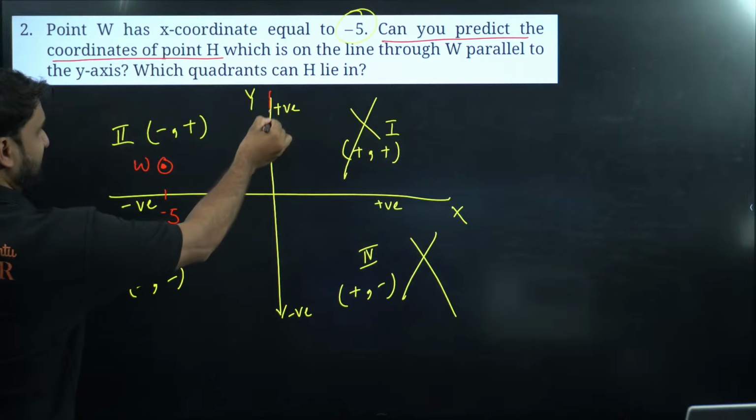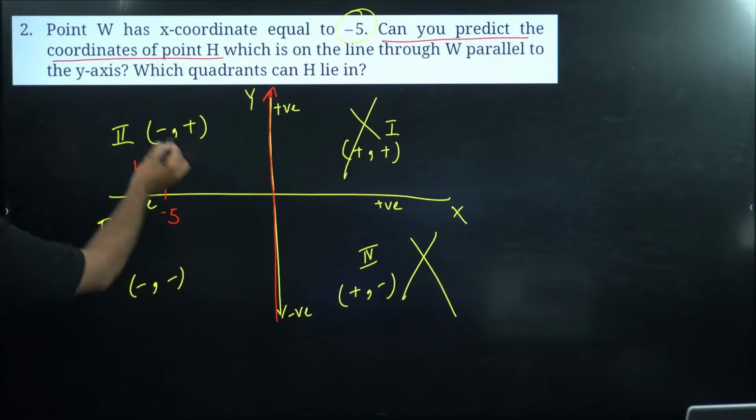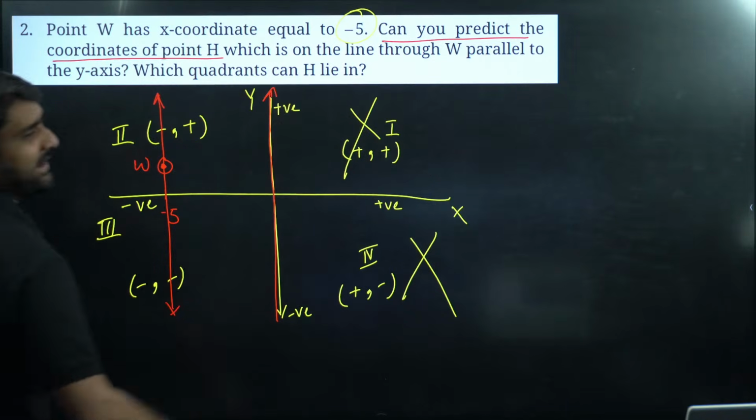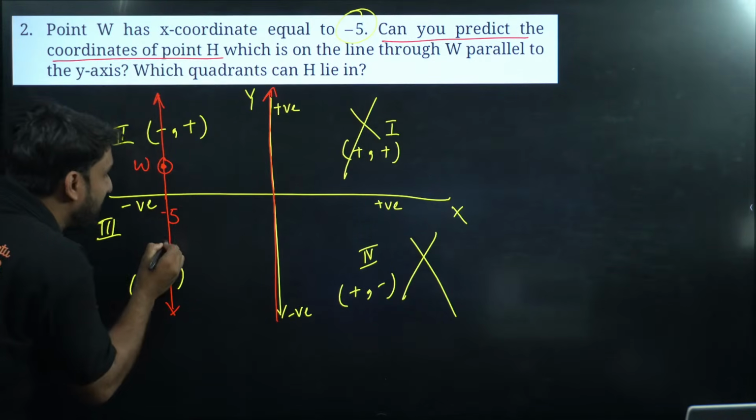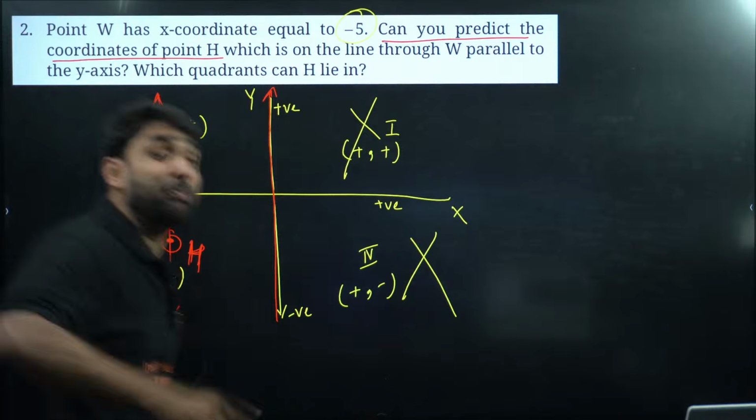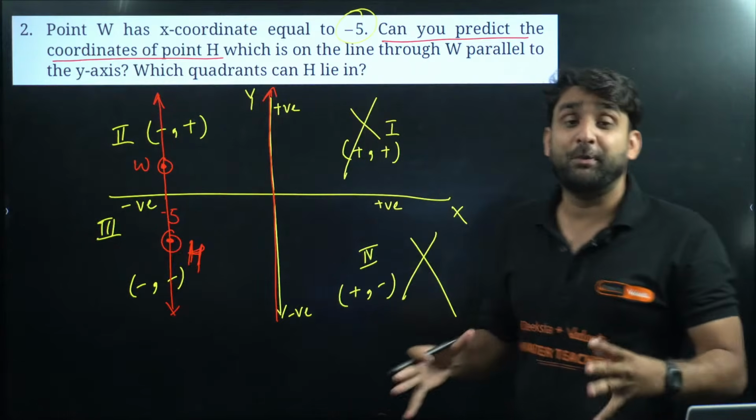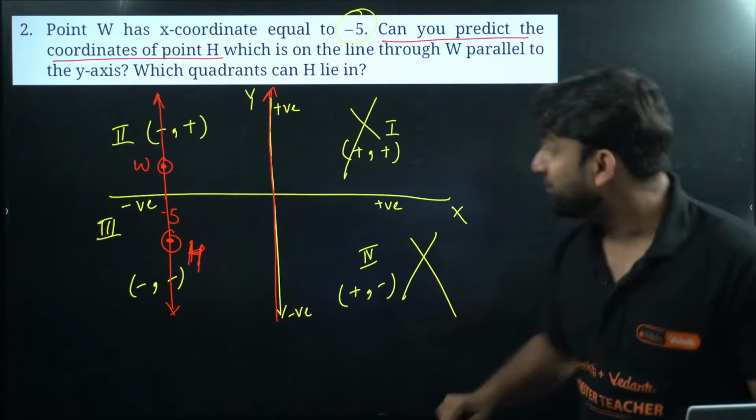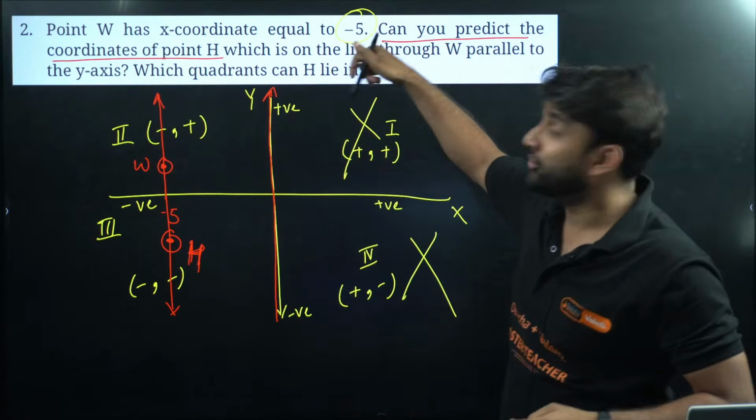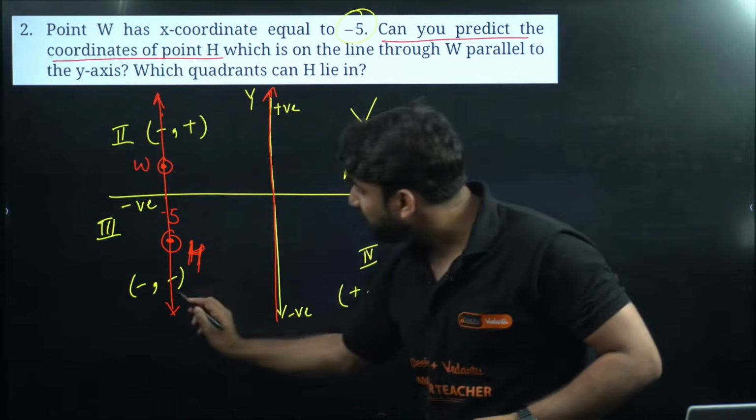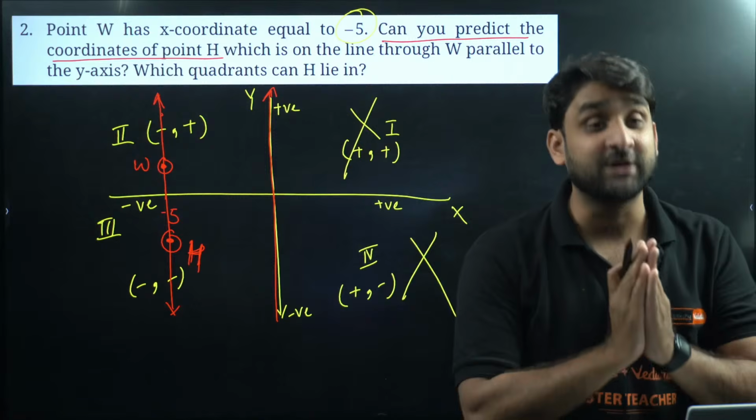Okay, so this is the y-axis, right? And there is a line, this is the line which is parallel to the y-axis, and there is one more point H. Can you predict the coordinate of H? We cannot predict. H may be here, H may be on the x-axis, H may be in the fourth quadrant, it depends. So my dear champion, if x is negative, the point H may lie in the first quadrant, H may lie on the x-axis, and H may lie in the fourth quadrant also, third quadrant also.